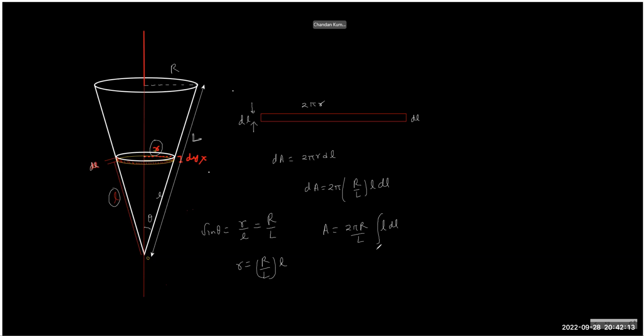And l must vary from where to where? The l must vary from 0 to capital L. And now you know the answer. What is the integration of l dl? Tell me, guys. L square by 2. Now you can see this will cancel out.